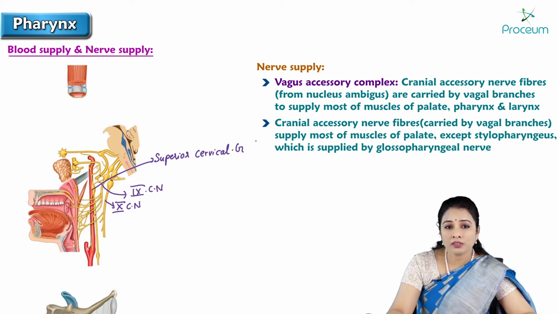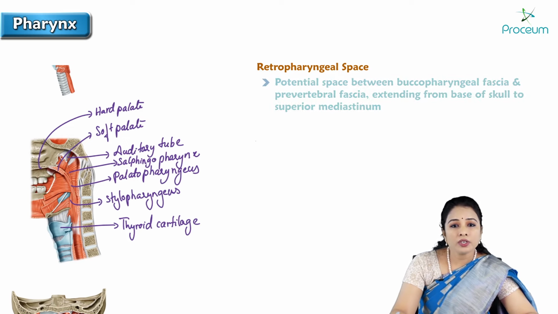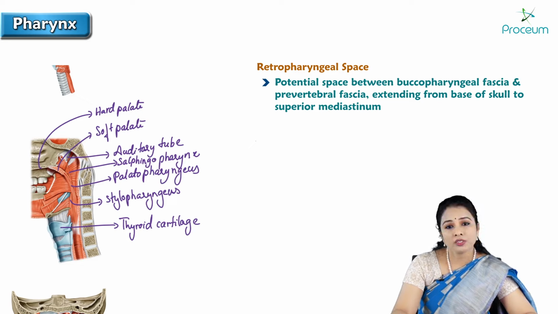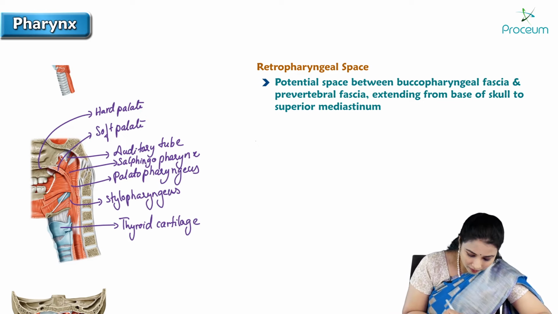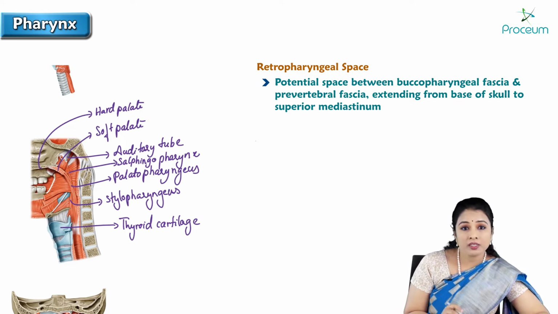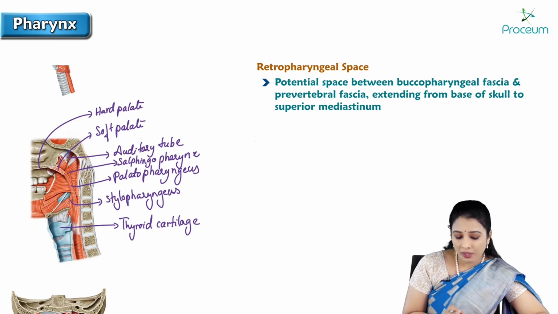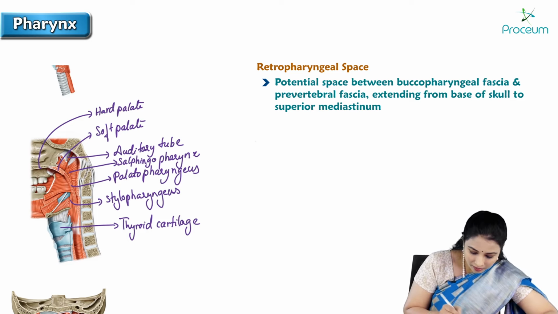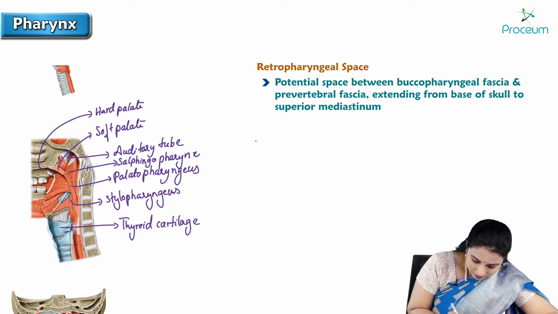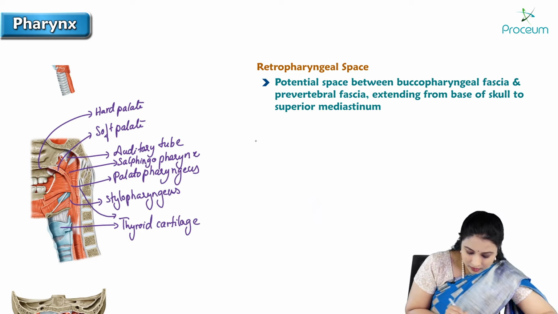Next, regarding the retropharyngeal space, it is the potential space between the buccopharyngeal fascia and prevertebral fascia extending from the base of the skull to the superior mediastinum. So, the gap between the pharynx and the vertebra, that is buccopharyngeal fascia, the fascia covering the pharynx, and prevertebral fascia, the fascia covering the vertebra. So, this gap is termed as retropharyngeal space.